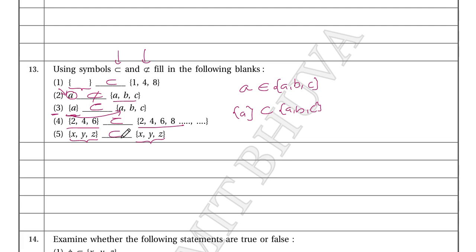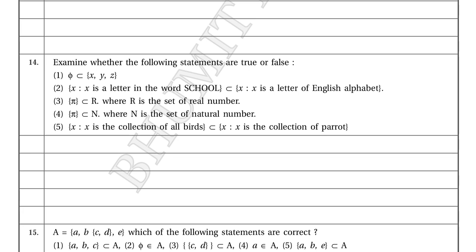Look at the next question. We have to check which of the statements are true or false. So the first one, empty set is a subset of x, y, z. So this is true. The next, letters in the word school, subset of letters in the English alphabet. So this is a part of, okay, this is also a part of all the alphabet. So this is also a true statement. Then the set pi is a subset of R, real numbers. So pi is an irrational number. So irrational numbers are a part of real numbers. So this is also a true statement.